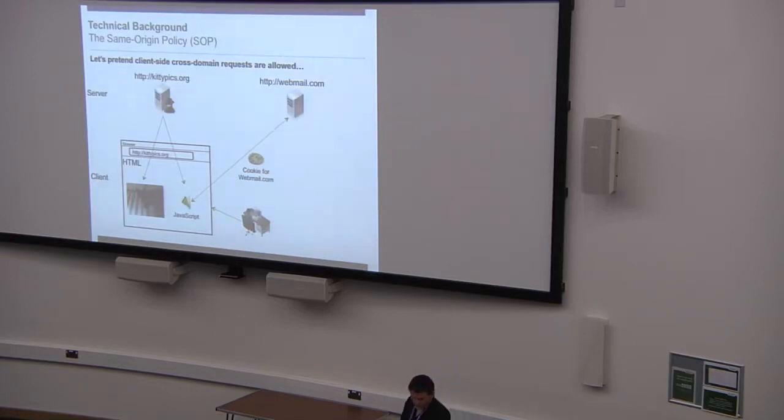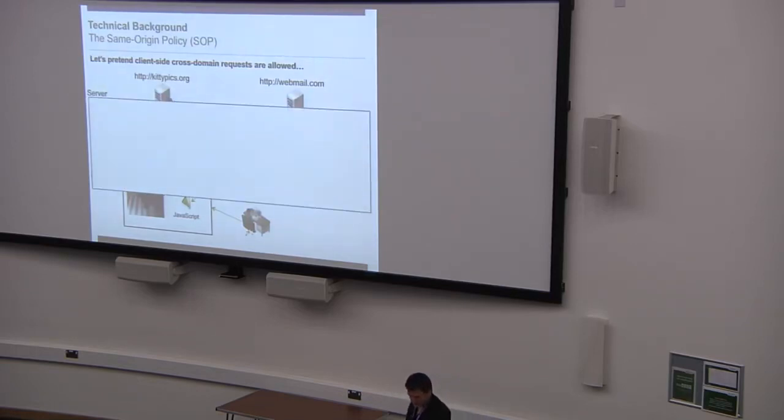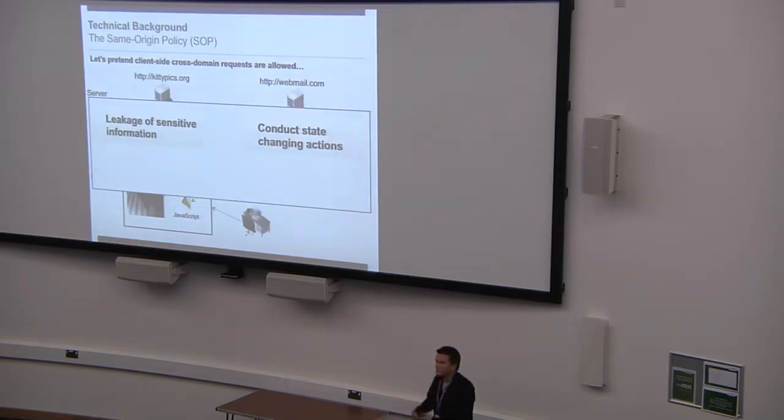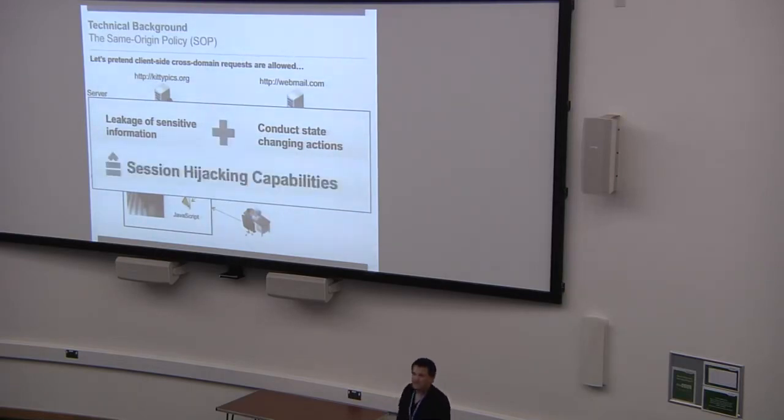What the attacker is able to do in this case, if he did not have this policy, is he could leak sensitive information. He could read your email from webmail.com, but he could also conduct state-changing actions. For example, he could instruct webmail.com to send an email in your name. If we take these two capabilities together, we end up with session hijacking capabilities. So an attacker could impersonate you, do things in your name, and read all the stuff.